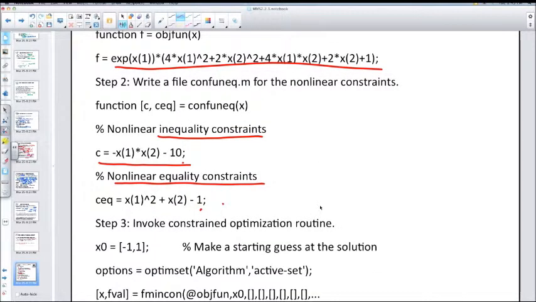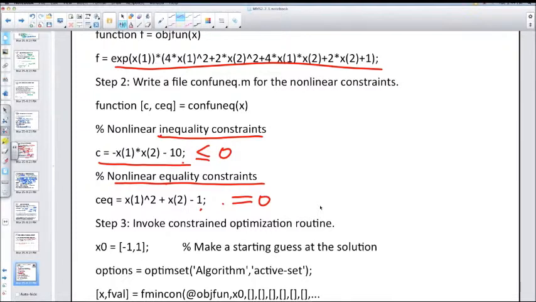You write this into the system C. No, this is the equality. That's the inequality. Inequality is always less than or equal to 0. That's not the same problem. Actually, we changed it. The equality is equal to 0.